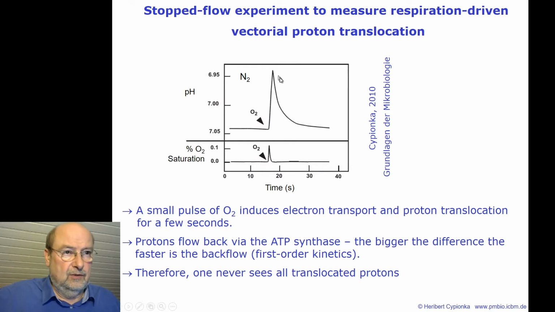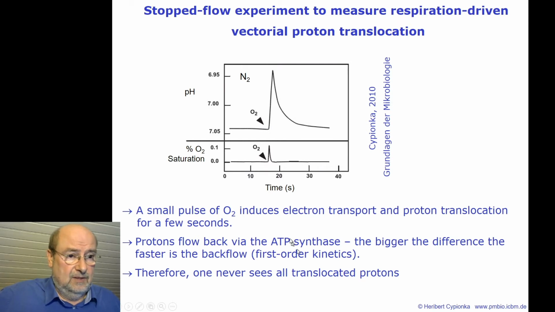And it's not a constant rate. It's so that in the beginning it's very fast. The bigger the difference to the equilibrium in the beginning, the faster the backflow. This is named first order kinetics. And actually, one never sees all the translocated protons, because as soon as the translocation starts, the backflow will start.